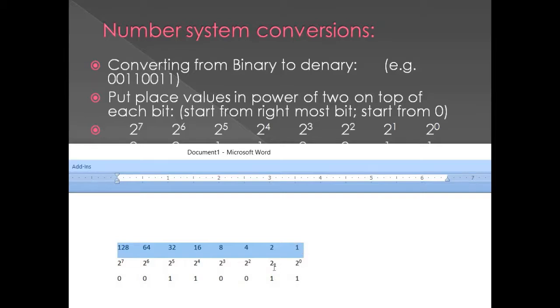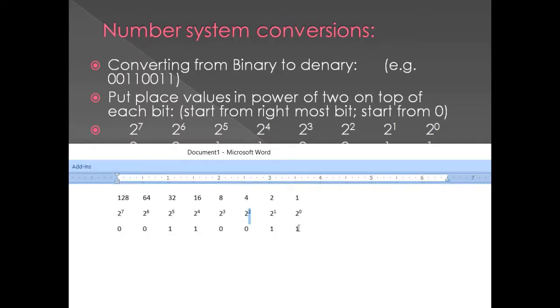2 power 0 is 1, 2 power 1 is 2, 2 power 2 is 4, 2 power 3 is 8, 2 power 4 is 16, 5 is 32, 6 is 64 and 7 is 128. Anyways, so this is your first step, putting the powers on numbers.